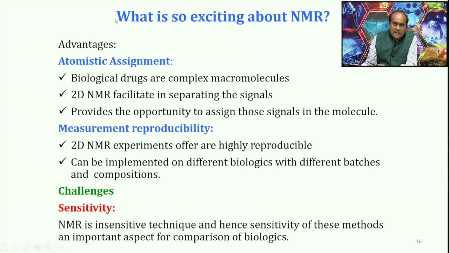Why exciting? Because first of all, you don't perturb the molecule, right? Biologic drugs are complex macromolecules, and using two-dimensional NMR, you actually separate the signals. Now instead of one or two signals, you have many signals to compare. So if there is a deviation, you can easily capture it, right? And also, since I showed you that it is used for structure determination of a biomolecule, it provides an opportunity to assign these signals and see where this variation is coming from. So one can address those and correct it if needed.